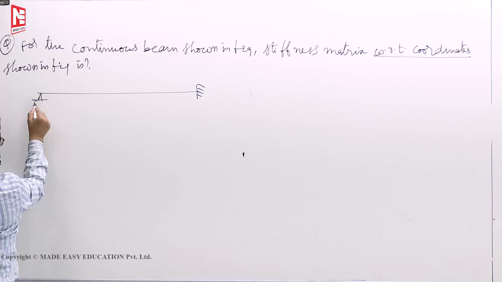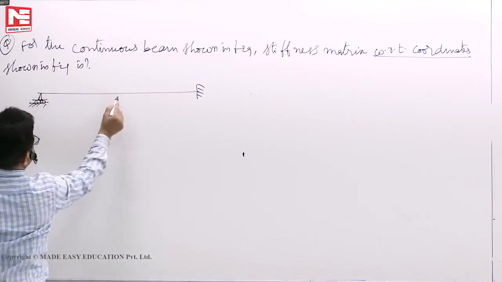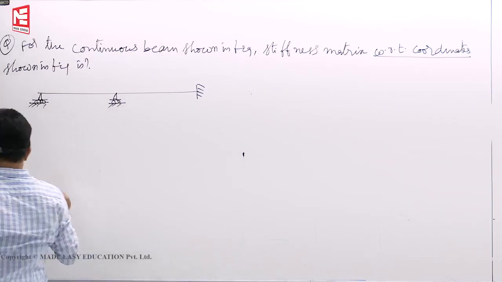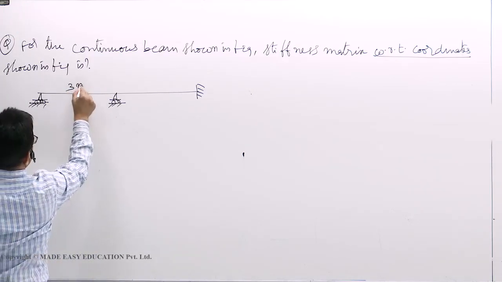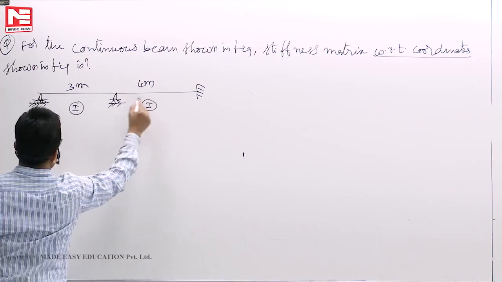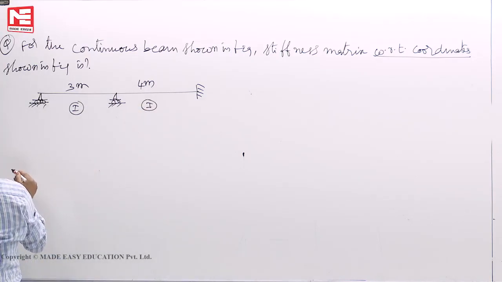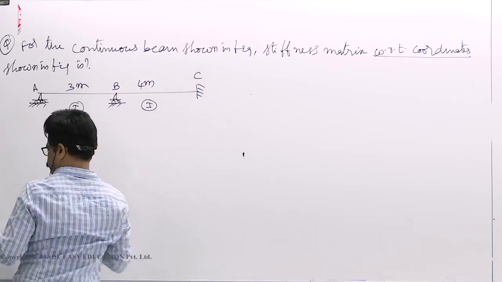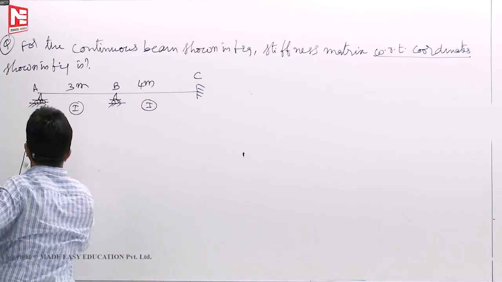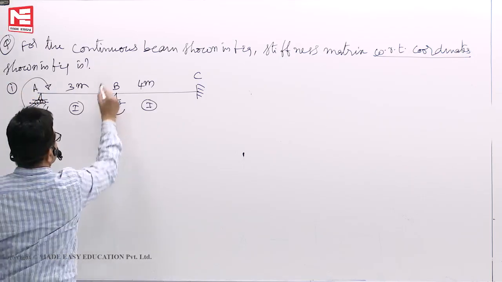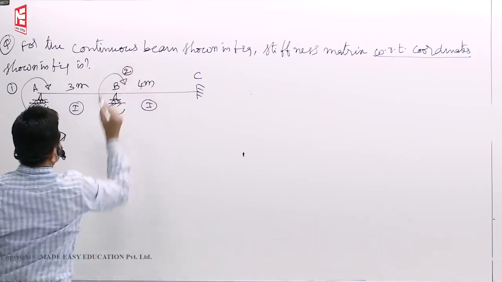The actual structure is this one. Okay, this is 3 meters, this is 4 meters, I and I, A, B, C. These coordinates also they have to give us. This is coordinate 1, coordinate 2.